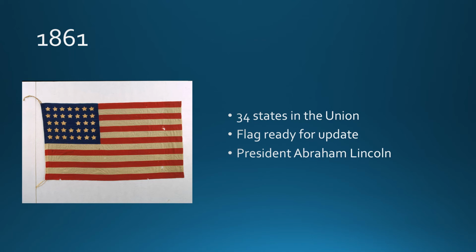On July 4, 1861, a star was officially added to the flag for the new state of Kansas. Abraham Lincoln was the only president to hold office under a 34-star flag.